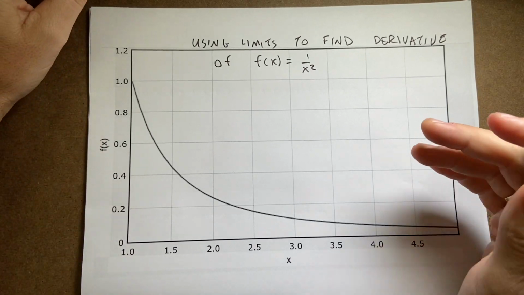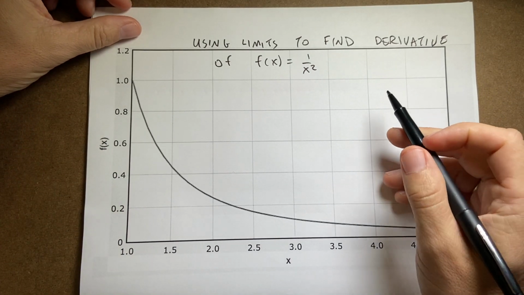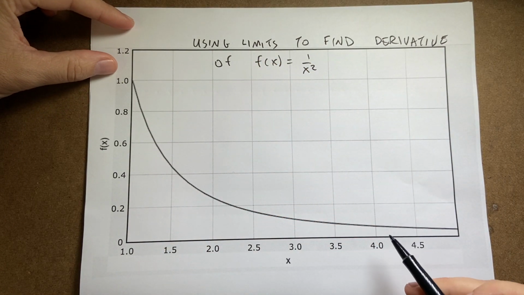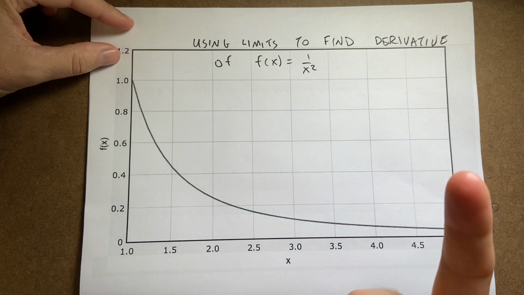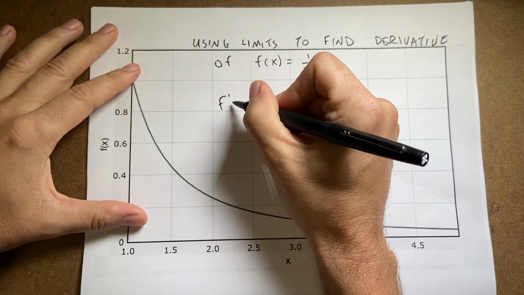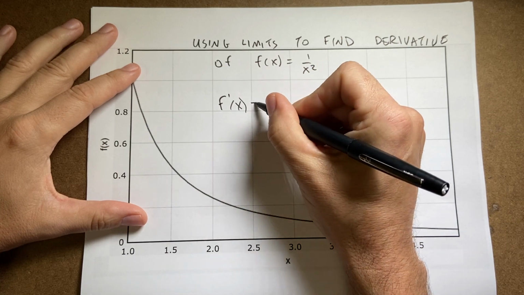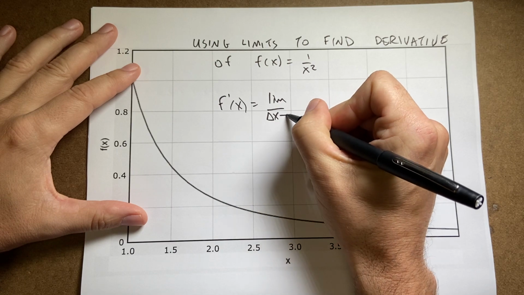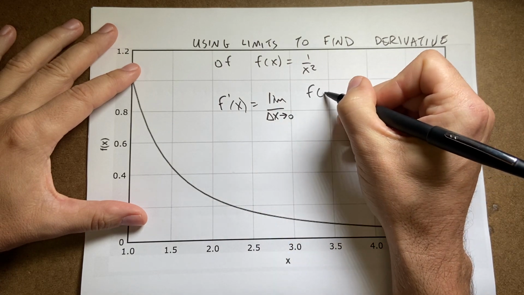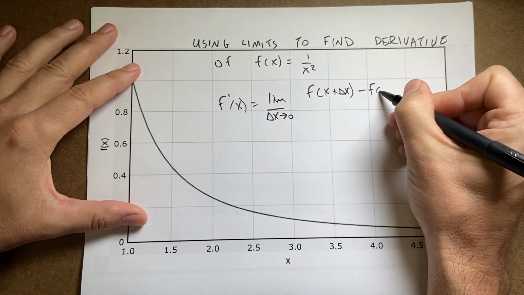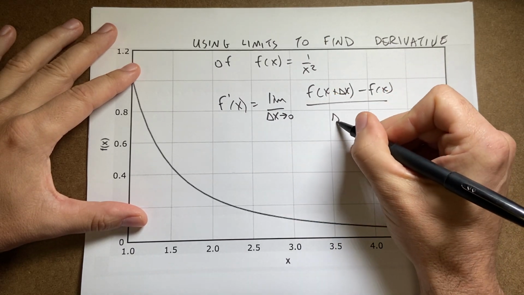Okay, so again, we're doing derivatives. Here's the function f of x equals 1 over x squared, and I want to find the derivative. I'm using this definition of the derivative. I'll call the derivative f prime of x, which is equal to the limit as delta x goes to 0 of f of x plus delta x minus f of x, all over delta x.